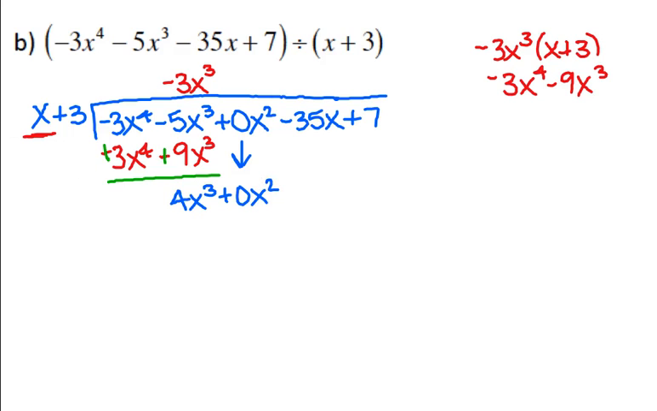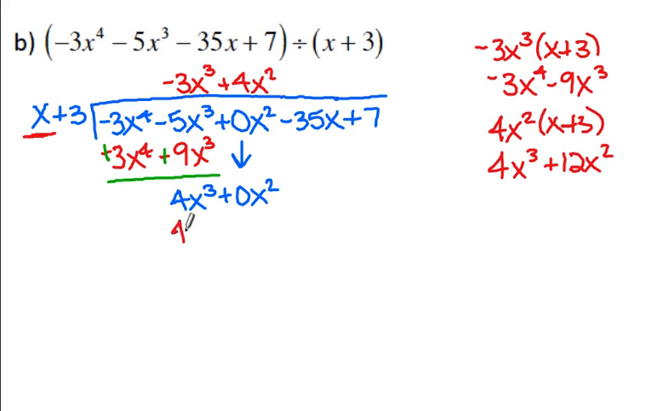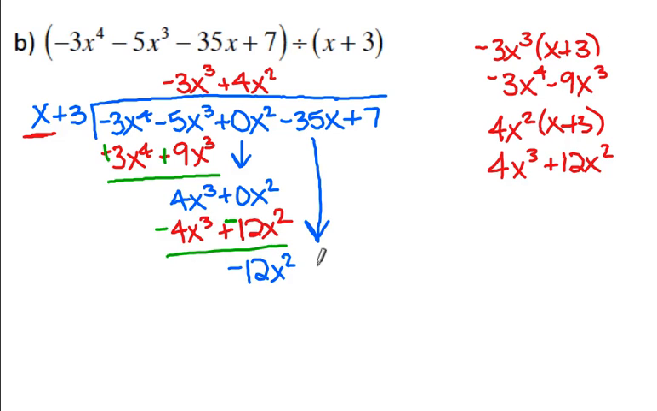So continuing with the process, what times x gives you 4x cubed? That is 4x squared. So I'm taking my 4x squared, multiplying it by x plus 3. That gives me 4x cubed plus 12x squared, which I'm going to write over here. Next step, draw your line, change your signs. Combine, these cancel, which is what we want. That's going to give you negative 12x squared, and bring down your next term.